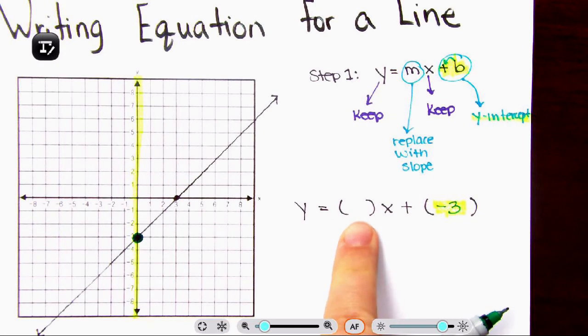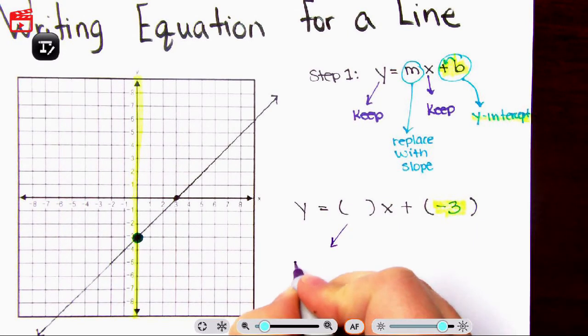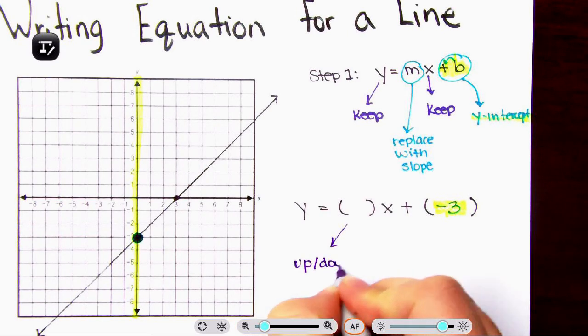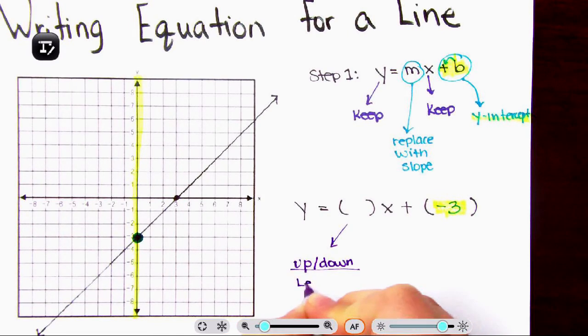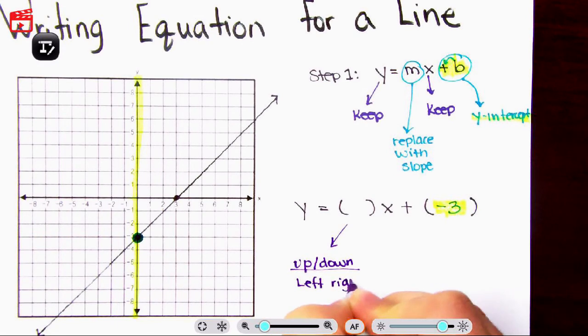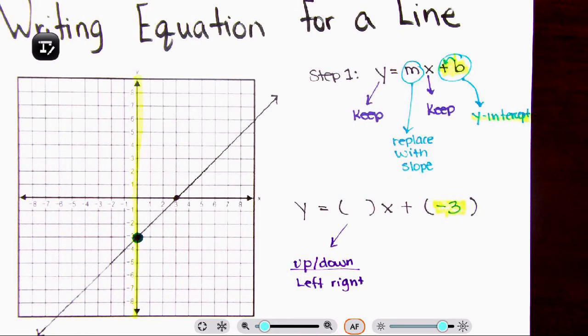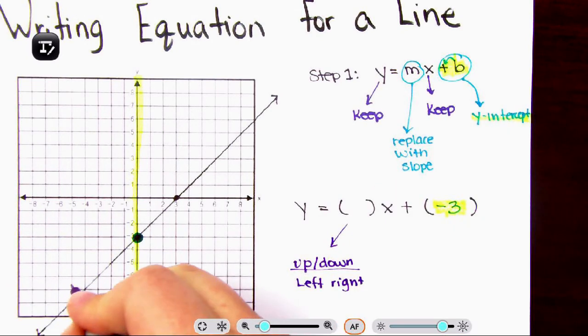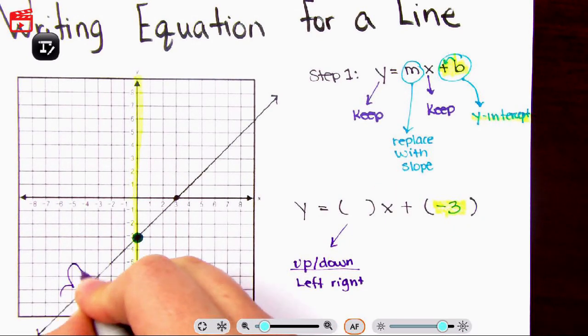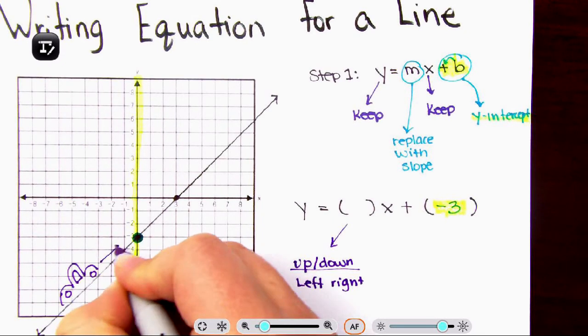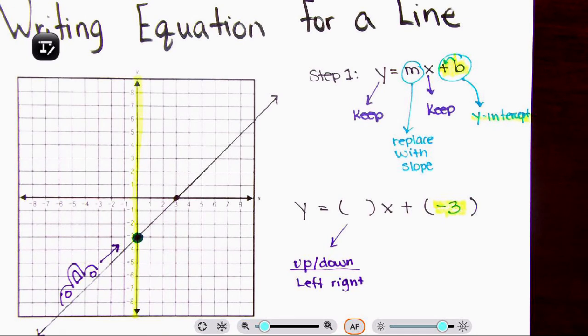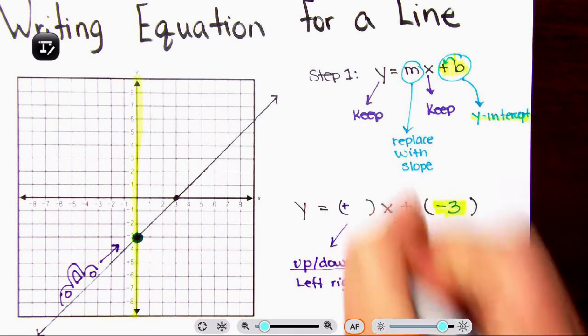Now I need my slope. My slope is rise over run, or up, down, left, right. First of all, is this an increasing graph or a decreasing graph? Am I driving up or am I driving down? If I had a little car here, a little buggy, driving in that direction, am I going uphill or downhill? Since I'm going uphill, I know that my slope is going to be positive.